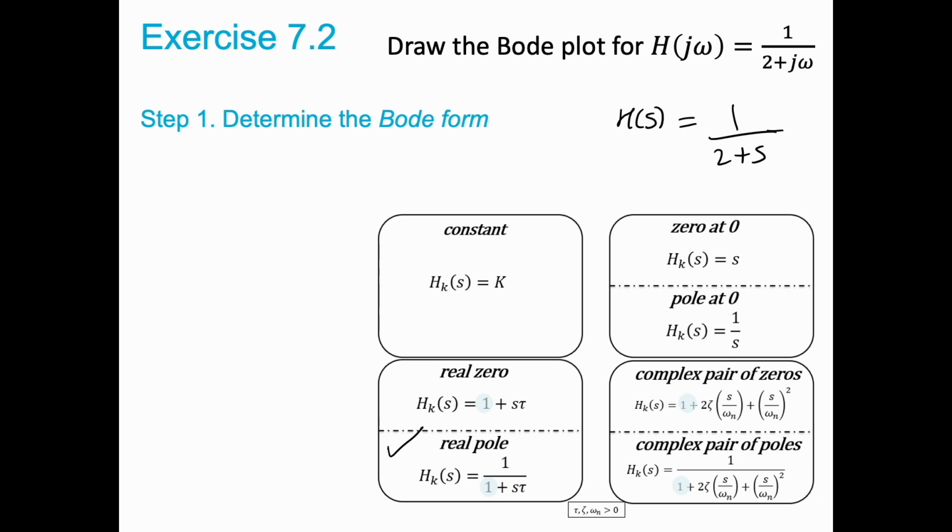Now the question is, can we express H of s in terms of this building block, where we have a term of the form 1 over 1 plus s times tau, where tau needs to be positive? Can we express this as 1 over 1 plus s times something? So let's take a look.